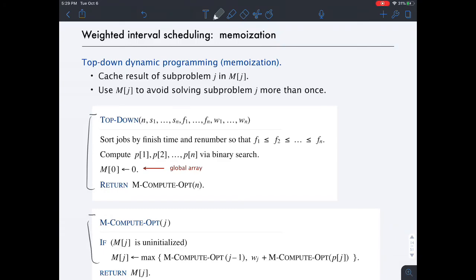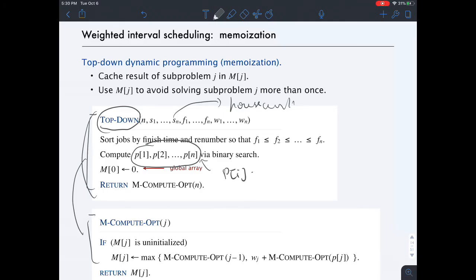So these are really just the pseudocodes for our algorithms. It's called top-down because, as we will see, there's another approach that makes things a little bit more efficient. The whole code here is really just doing the housework. You need to compute all the pi. Still remember pi is the max j such that j is compatible with i. This has to be done very carefully, like using binary search.